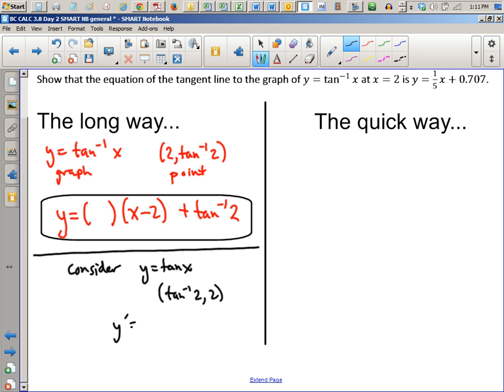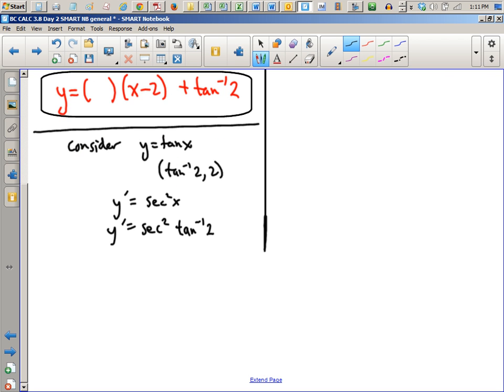So y prime is going to be sec squared, and then I'm supposed to plug in the x value. That, unfortunately, is arctan 2. Yuck. That's okay. We've done this sort of thing in pre-calc days. Okay, so if you would like to use a calculator, you can. I'm going to actually draw a little triangle where the opposite is 2 and the adjacent is 1. So a little triangle here.